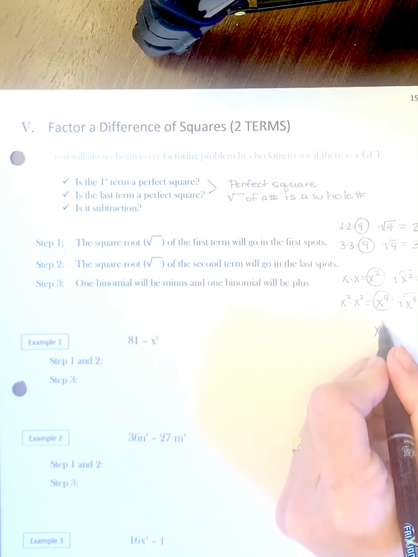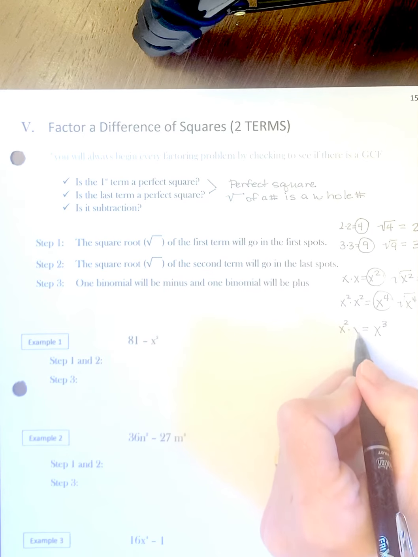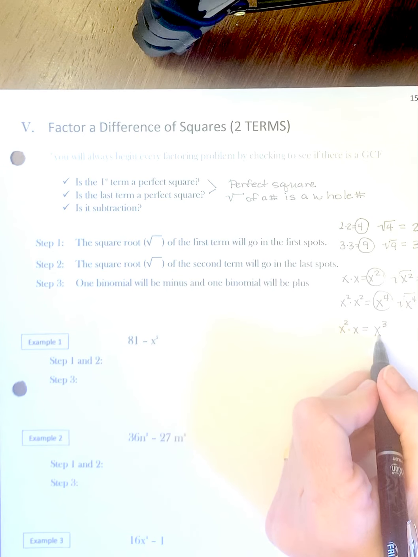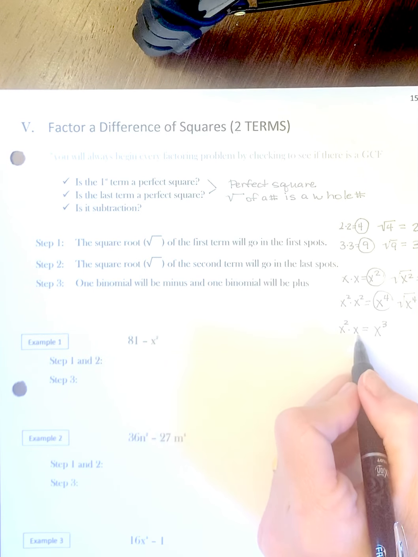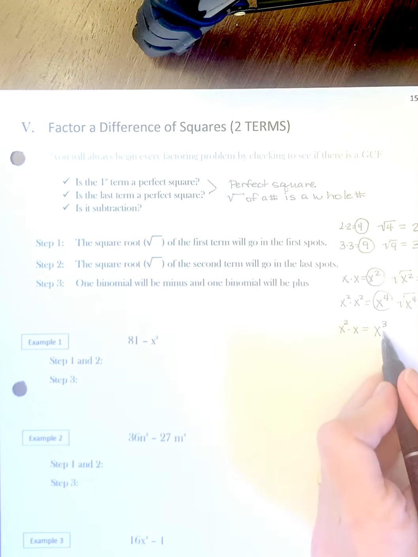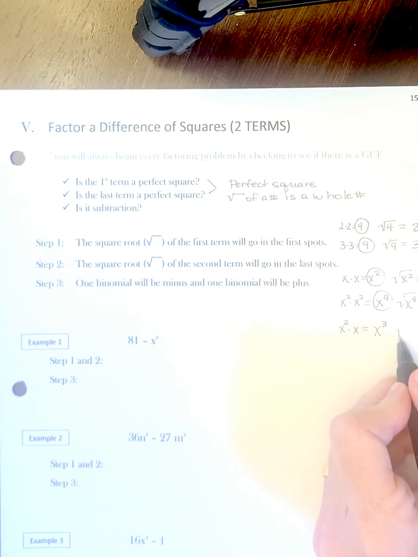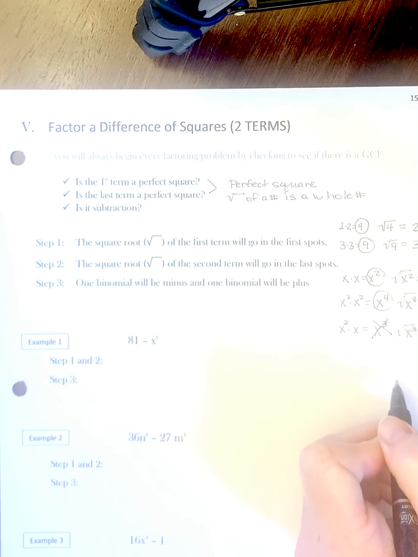If we had x to the 3rd, can you multiply anything times itself to get x to the 3rd? No. X squared times x squared is x to the 4th, and x times x is x squared. But there is nothing you can multiply times itself to get x to the 3rd. So if you were to take the square root of x to the 3rd, the answer would actually be x times the square root of x. It still has a square root in the answer, so this is not a perfect square. X to the 3rd is not.